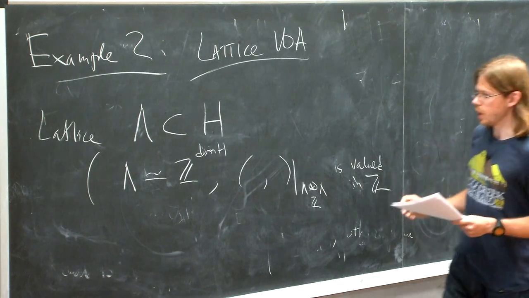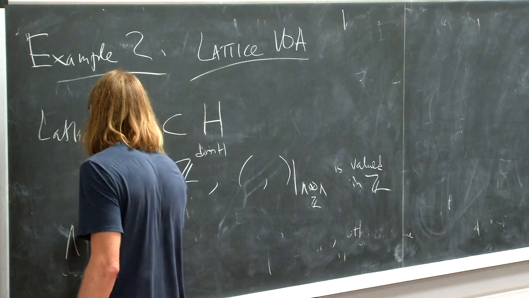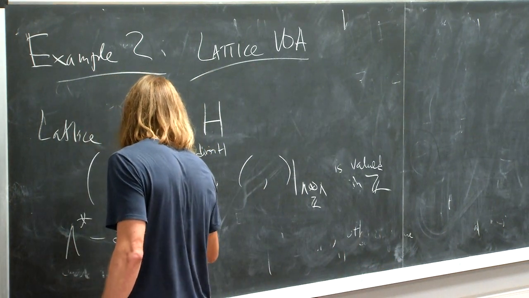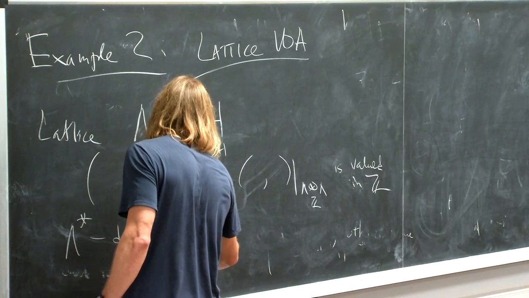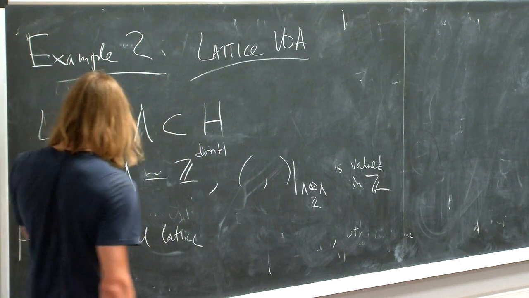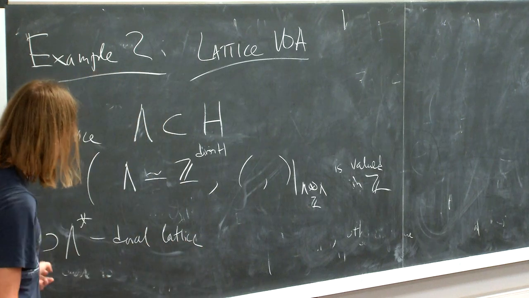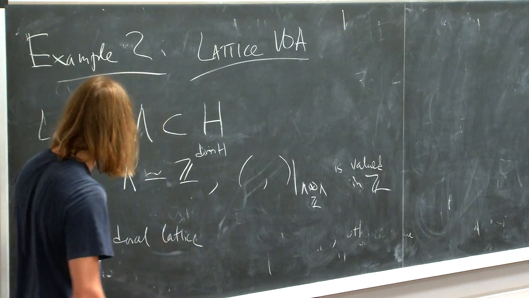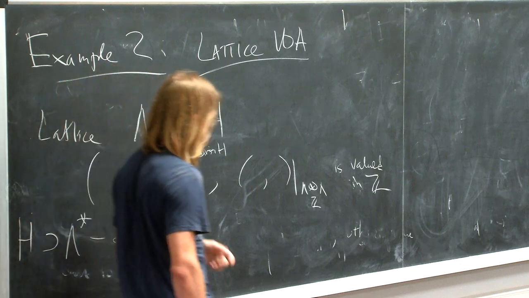And so by lambda star, I will denote a dual lattice. This also can be understood as a subspace of H, the maximal subspace of H, such that the pairing of elements from lambda star and lambda are integer valued.